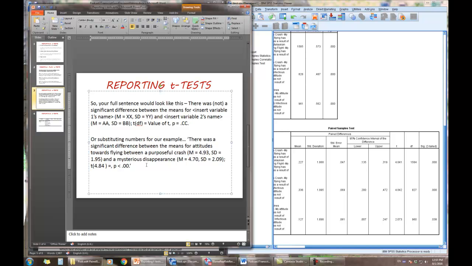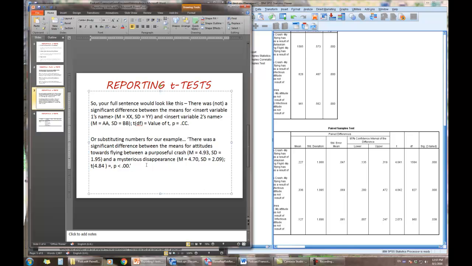For our first comparison, this is the sentence that you would put directly into your results section. There was a significant difference between the means for attitudes towards flying between a purposeful crash and a mysterious disappearance, with the numbers being reported.